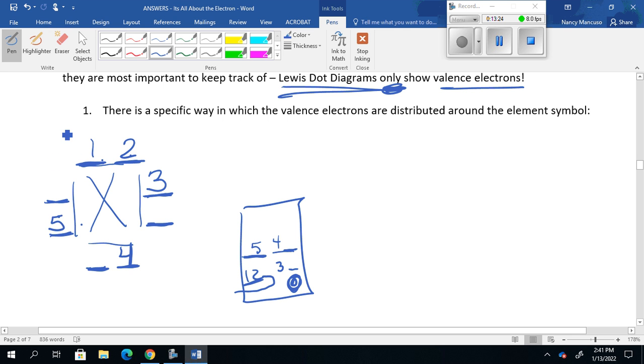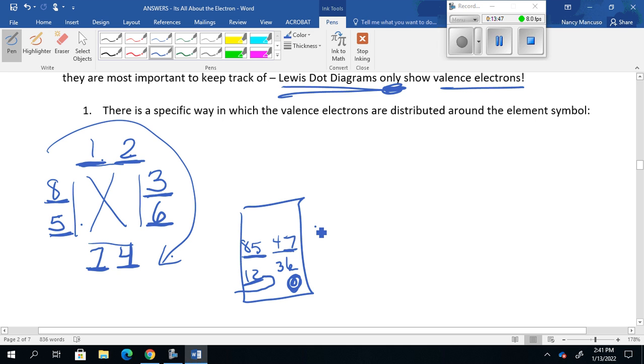Then I keep going around. So I'm going this way around. And now if I'm electron number 6, I go in this spot. If I'm electron number 7, I go in this spot, and then the last spot is right here. So that 6th person getting on the bus would go here, the 7th, and the 8th. So that is the arrangement.